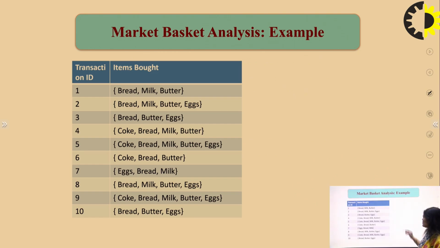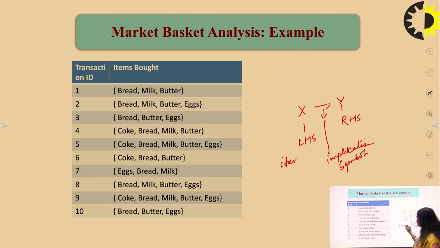Every association rule, as you see, is going to have three parts or components. One is called the LHS, or the left hand side. This is called the RHS, or the right hand side, and this is the implication symbol. The left hand side and the right hand side could be item sets. This is again an item set, containing one or more products or items from the data set, right?